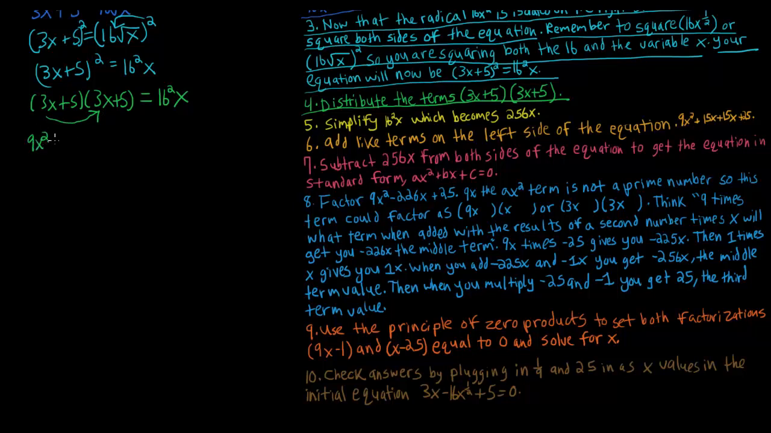And then I multiply the second term in the first parenthesis with the first term in the second. So 5 times 3x is 15x. Then I multiply 15x by 2, which gives us 30x. And that's our middle term, so 9x squared plus 30x. And then I multiply the last two terms with each other. So 5 times 5 gives us plus 25, equals 16 squared x.